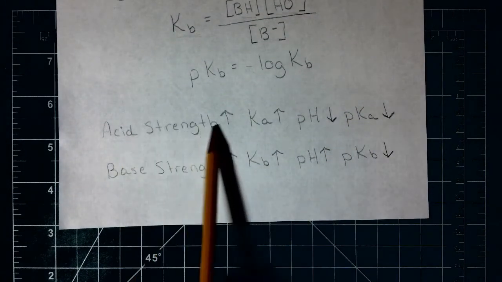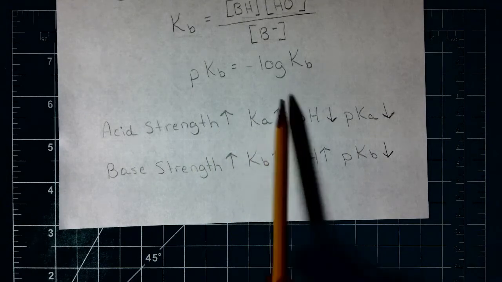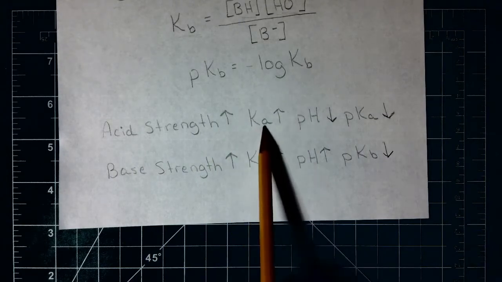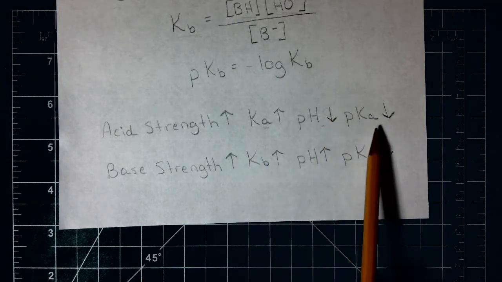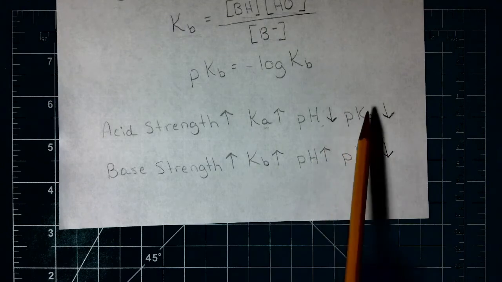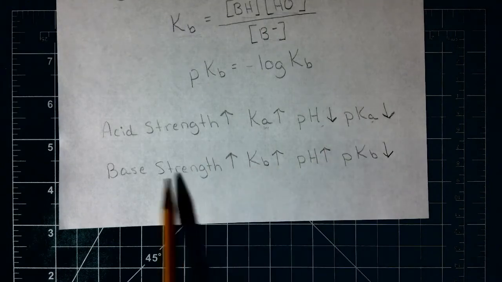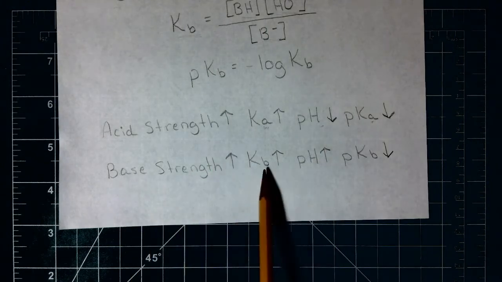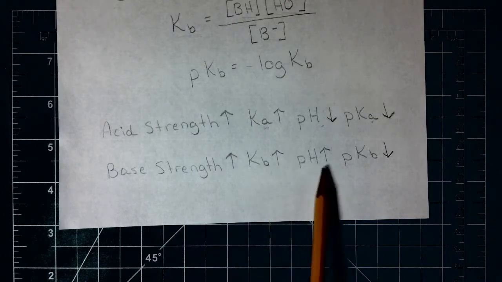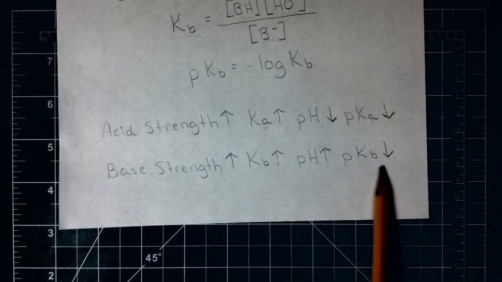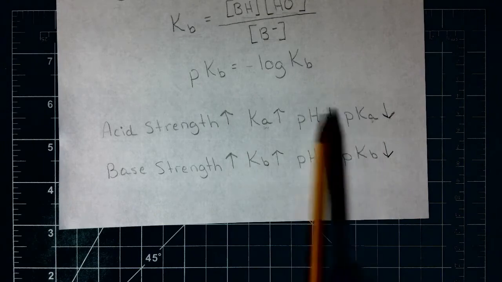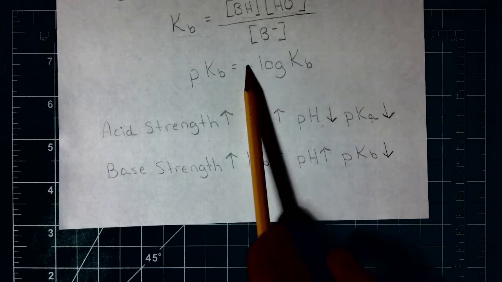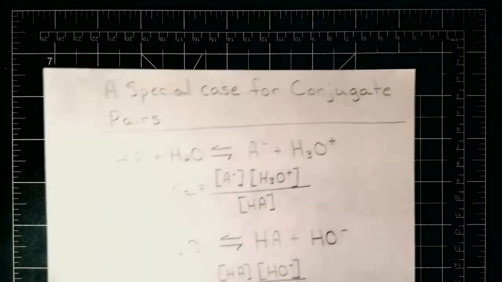So as the acid strength increases, the Ka of that acid is going to go up. This is a value we can look up. The pH of the solution is going to go down, and the pKa is going to go down. As the strength of a base goes up, its Kb is going to go up, the pH is also going to go up, and the pKb is going to go down. Notice that these have inverse relationships because of the negative sign that we have right here.